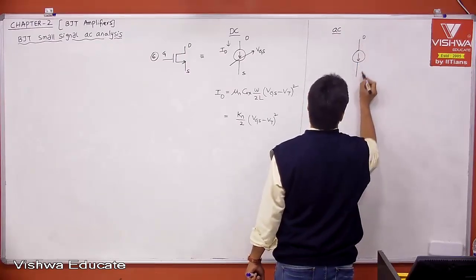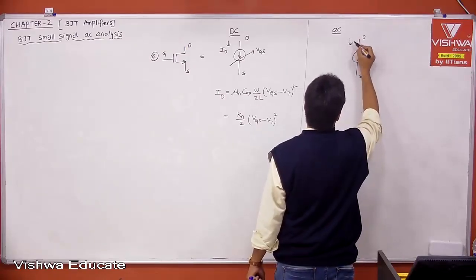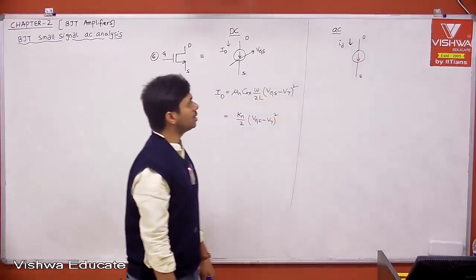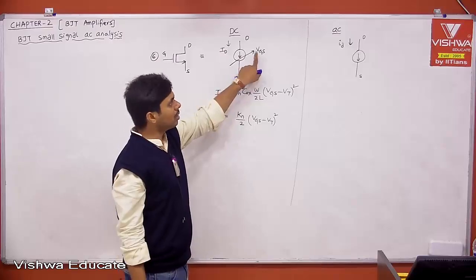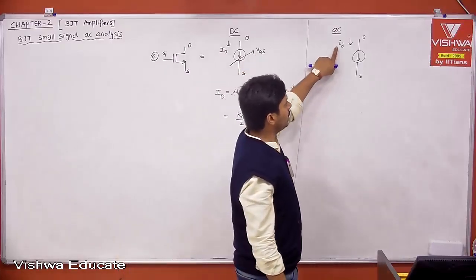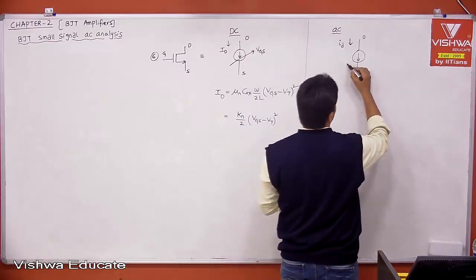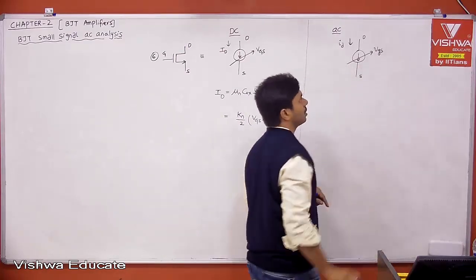This is drain. This is source. But now this is what is controlled by whom? Now here I am looking for change in ID. Here capital ID with respect to capital VGS. Now I want to know what is change in ID because of change in VGS. That is what I want to know. Therefore, I want to know this is due to small VGS, not capital VGS.